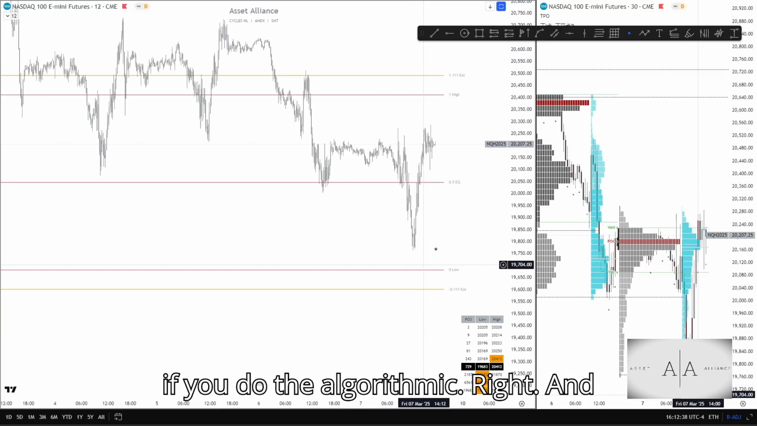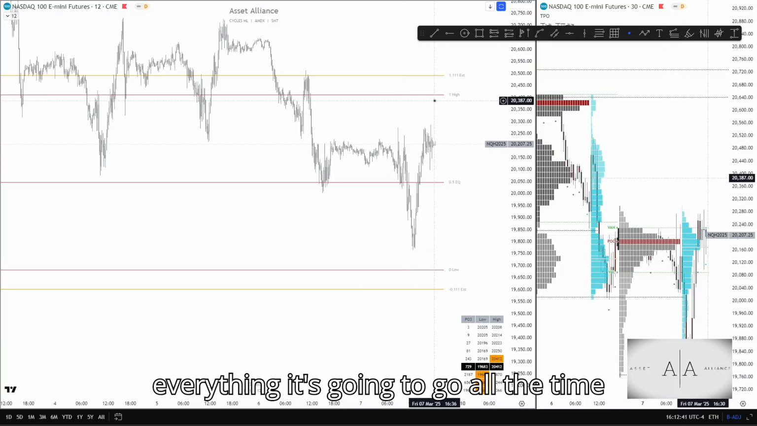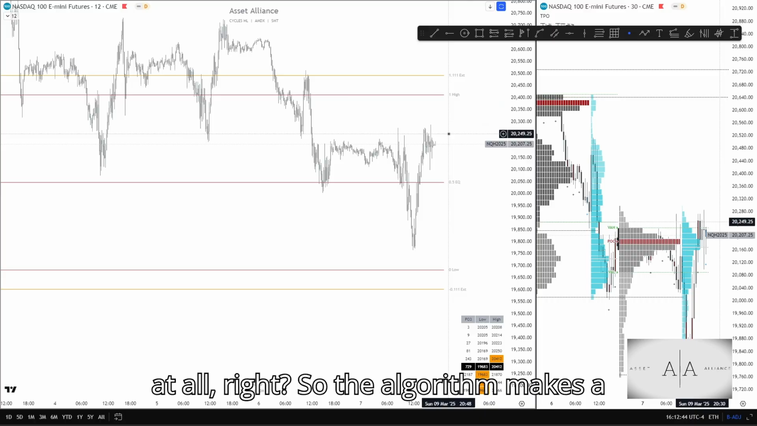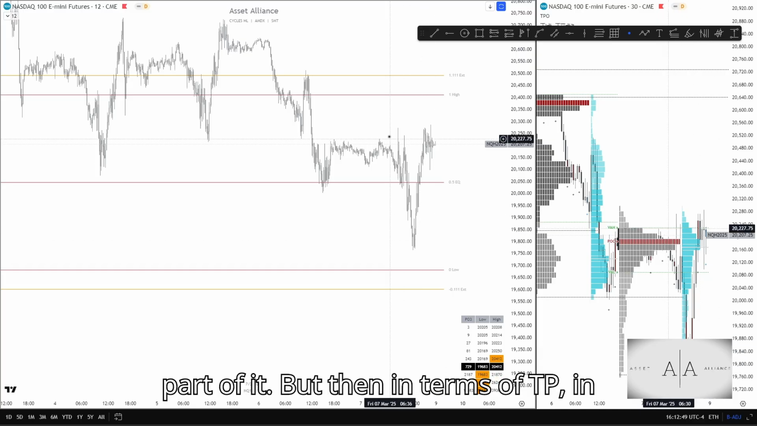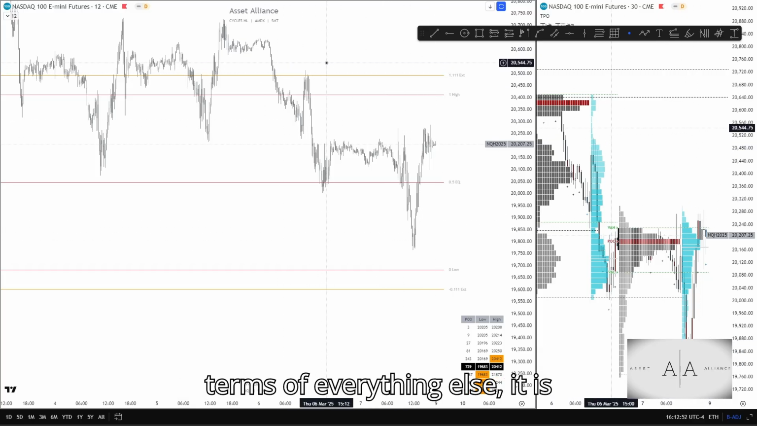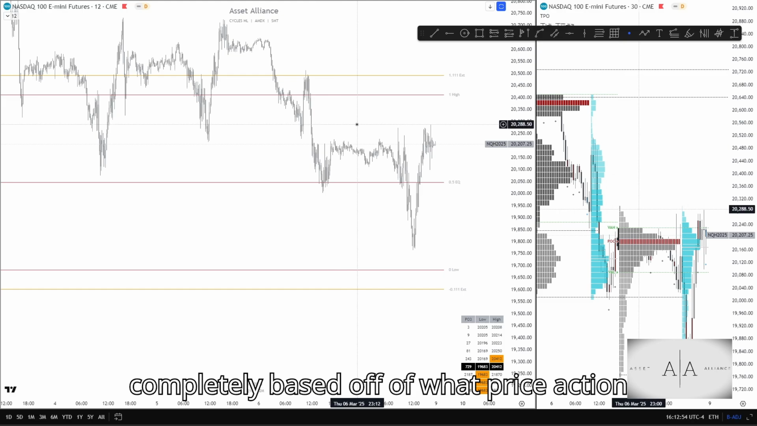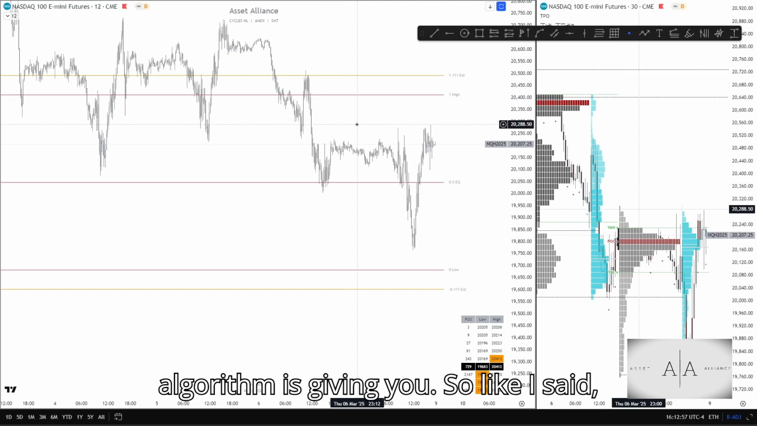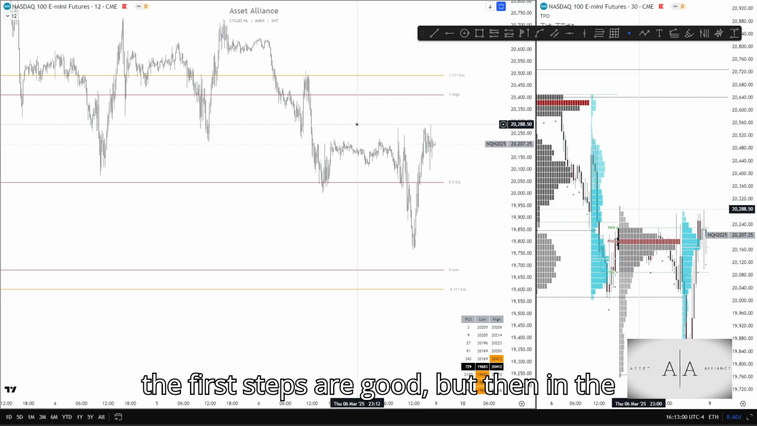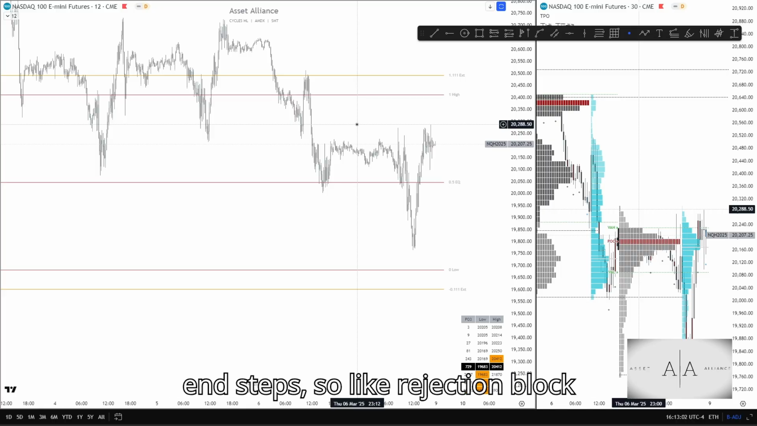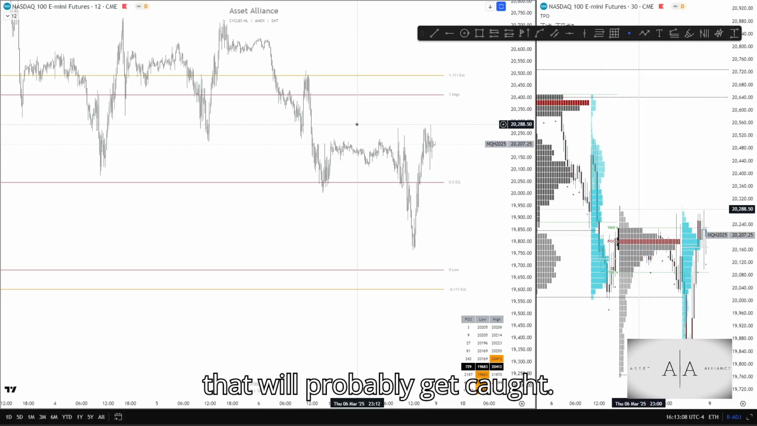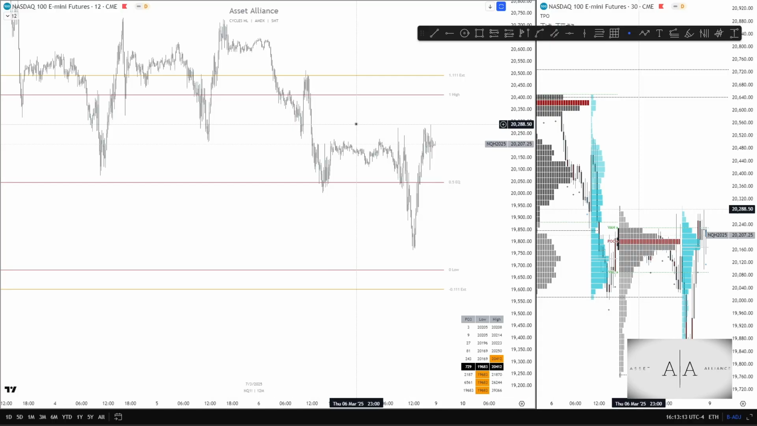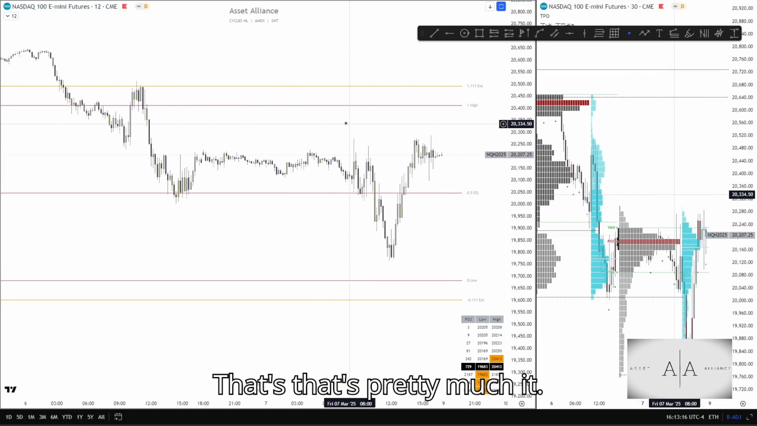If you do the algorithmic model right, it's not going to go all the time to an order block or a liquidity void. Not at all, right? The algorithmic signature will help you for the first part of it, but in terms of TP and everything else, it is completely based off of what price action is giving you, not what the algorithm is giving you. So like I said, the first steps are good, like rejection block, breaker to fair value gap is good, but until order block, that will probably get cut early, right? That's pretty much it.